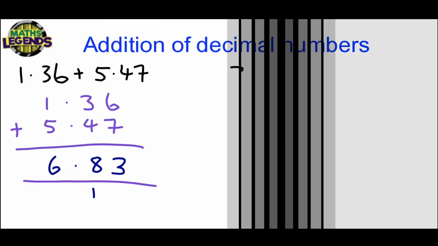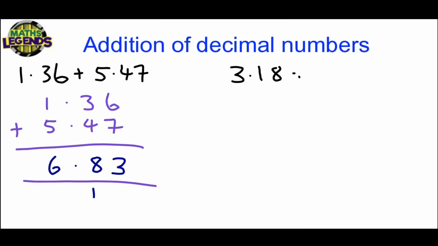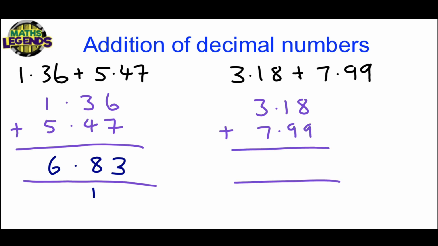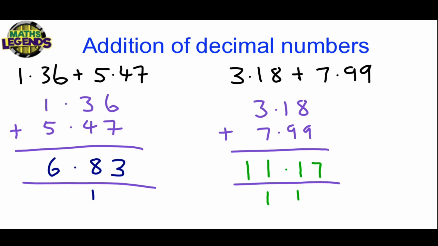Let's have a look at another example. 3.18 plus 7.99. We write this down using the column method. So 3.18 plus 7.99. Starting with the right hand side column. 9 plus 8 is 17. We write that as follows. Then we look at the next column. So we have 1 plus 9, which is 10. And then we add the 1, which is 11. Put that down as follows. The decimal points we put in the same column. Then it's 3 add 7 is 10. Plus the 1, 11.17.